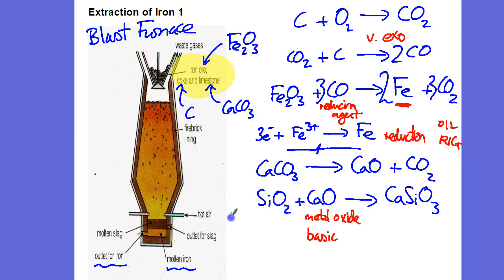Silicon dioxide is a non-metal oxide, and hopefully you remember that silicon dioxide, being a non-metal oxide, will be acidic. Carbon dioxide is acidic, so silicon dioxide, another non-metal oxide, is acidic.